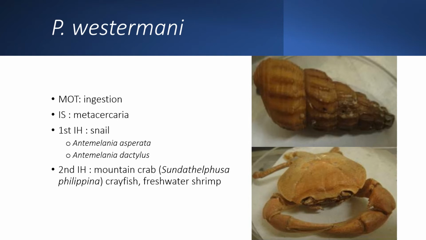Here in the Philippines, we have the mountain crab, Sundathelphusa philippina, formerly known as Parathelphusa grapsoides. For the first intermediate host, we have snails such as Antimelania asperata, formerly known as Brotia asperata, and Antimelania dactylus. This picture is an example of Antimelania asperata, and this one is the Sundathelphusa philippina crab. They are mountain crabs.